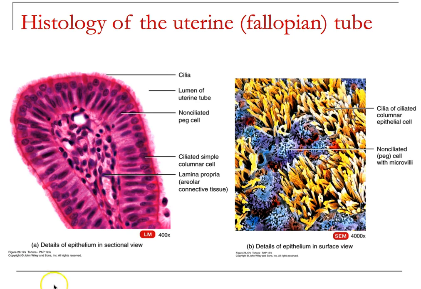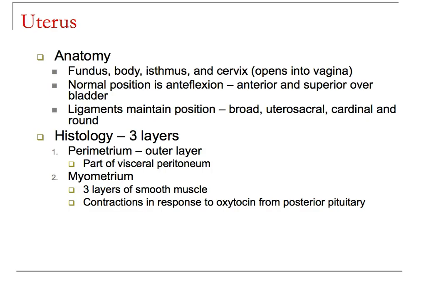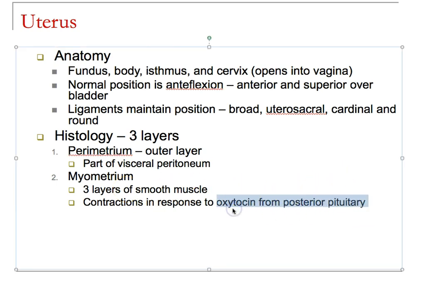Okay, so let's get out of there. Let's do this. I've already told you this. The uterus is made up of a body, okay? And the cervix is going to open to the vagina. What you want to pay attention to is that the 3 layers here are going to be the perimetrium surrounds the outer part, and the myometrium is made up of three layers of smooth muscle, and it's the target of oxytocin.